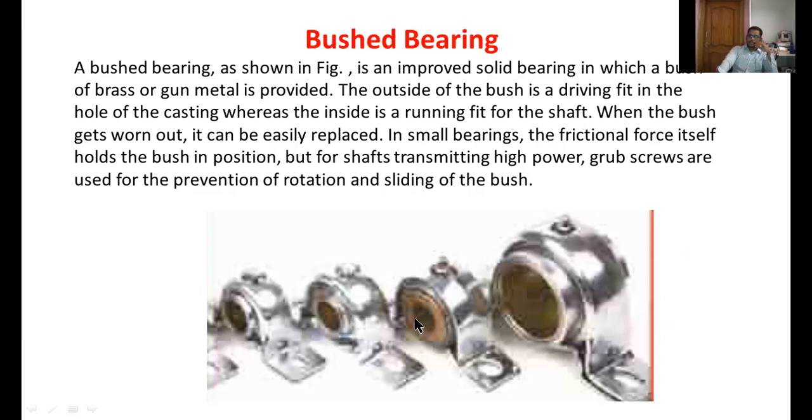When the bush gets worn out, it can be easily replaced. In small bearings, the frictional force itself holds the bush in position, but for shafts transmitting high power, grub screws are used for the prevention of the rotation and sliding of the bush.